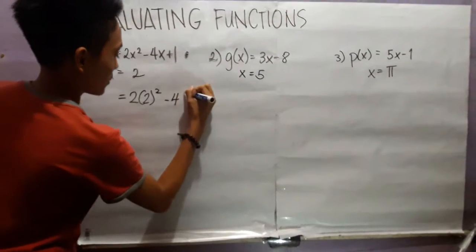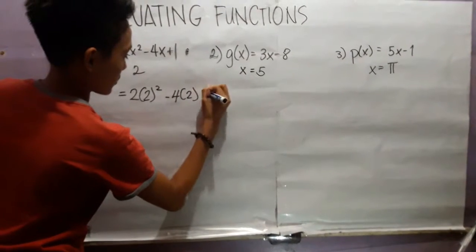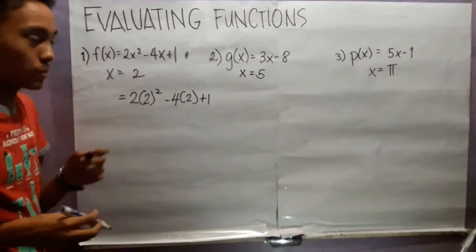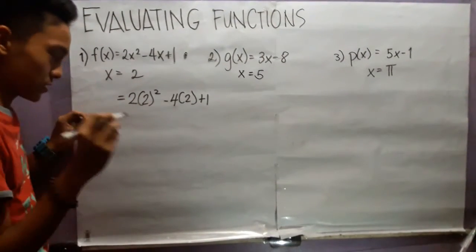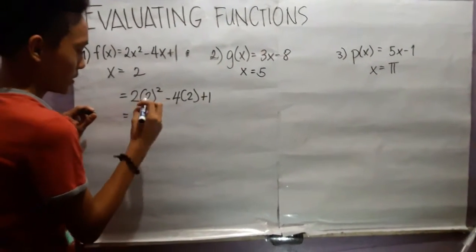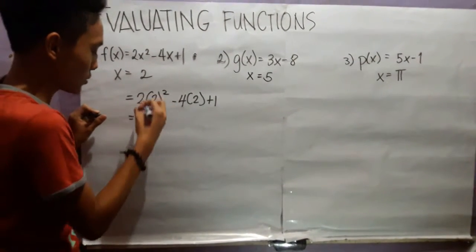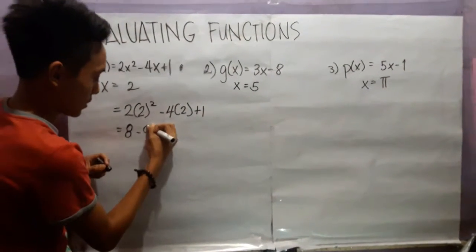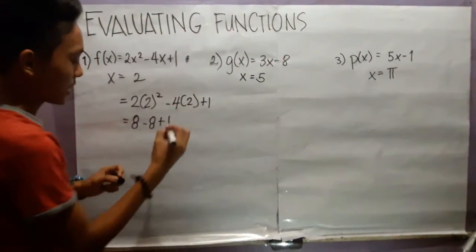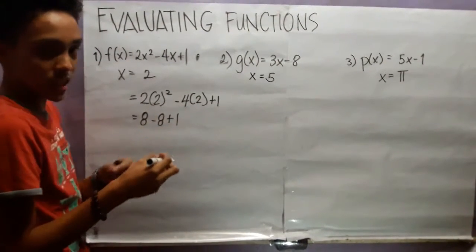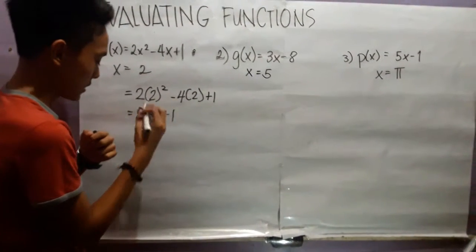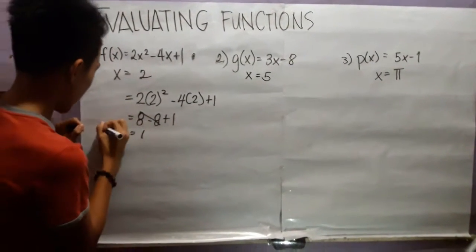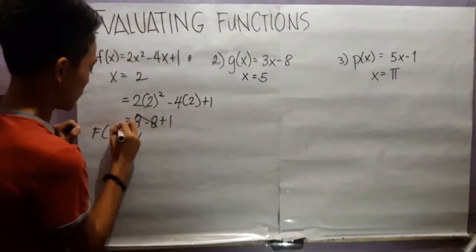Now we've got 2 times 2 squared minus 4 times 2 plus 1. So now we're gonna solve it. 2 squared is equals to 4. 4 times 2 is equals to 8. Minus 4 times 2 is equals to 8. Plus 1. Now, 8 minus 8 is equals to 0. So now we're gonna cancel it. And automatically, f of 2 is equals to 1.